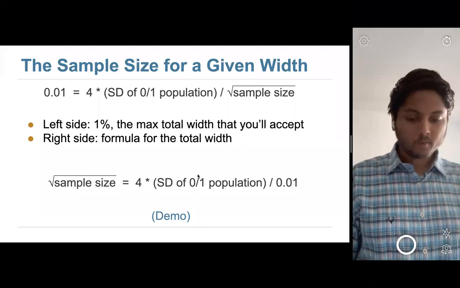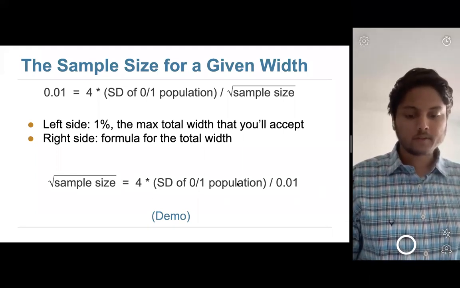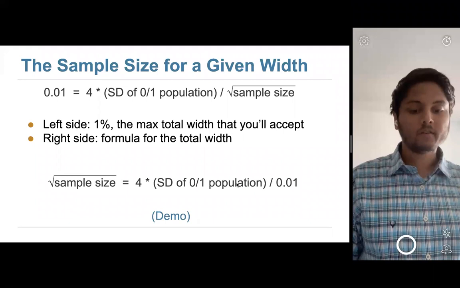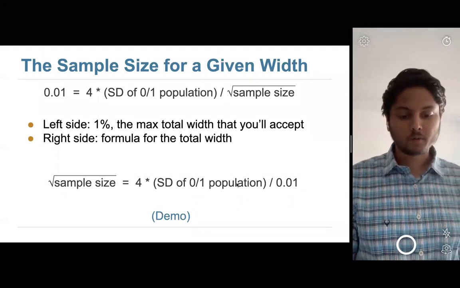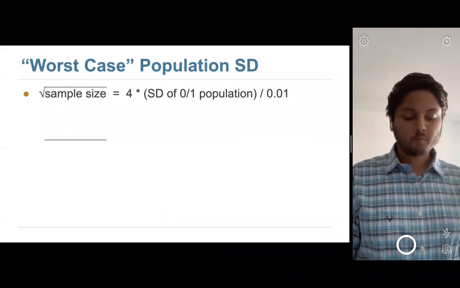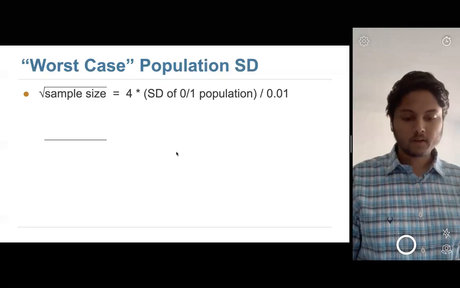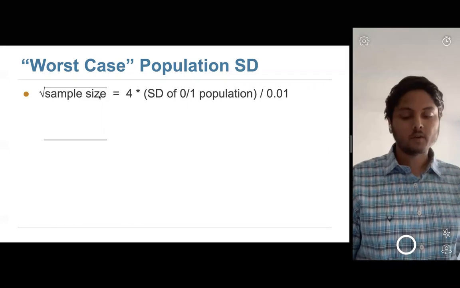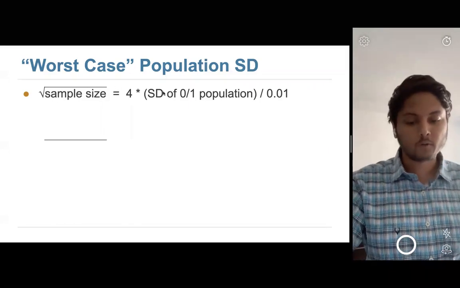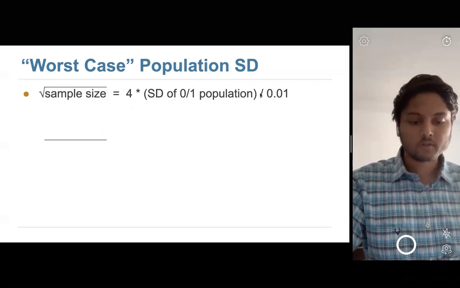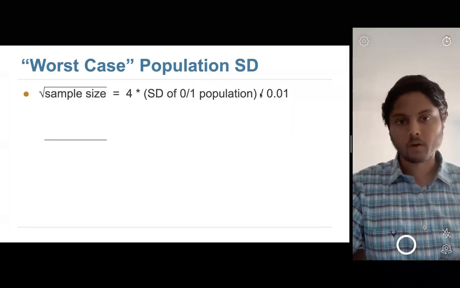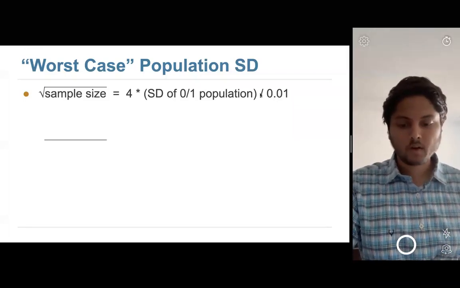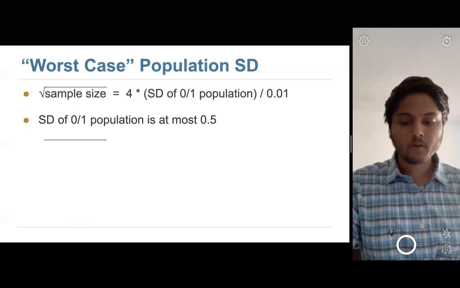And so if you go back to this formula now, we know that this SD is never going to be more than 0.5, and we can take advantage of that in this formula. If you put it all together, this is the formula for our sample size. The square root of sample size equals 4 times the SD of our population divided by 0.01, assuming that we want an interval width of 1%. And we know that the SD of the population is never going to be more than 0.5.